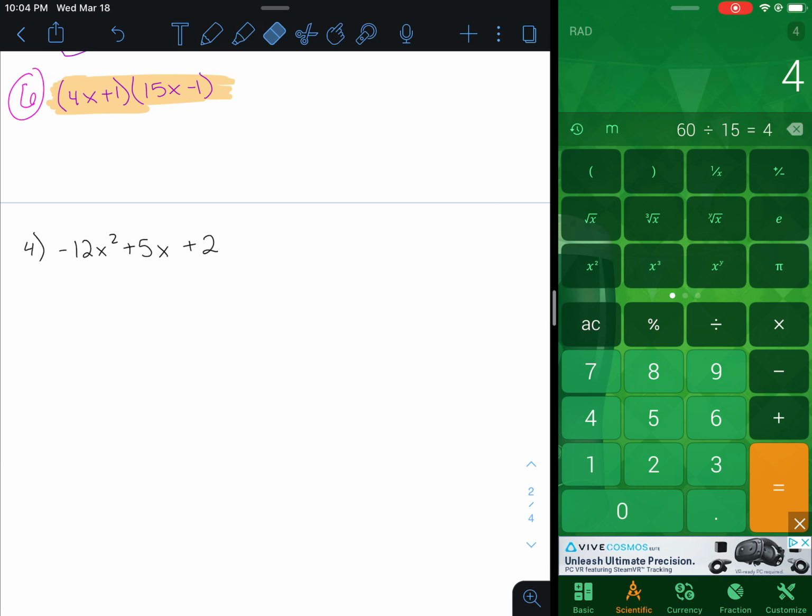Make sure you don't put spaces. So just put parenthesis 4x plus 1, close parenthesis. Start parenthesis 15x minus 1, close parenthesis. This should alleviate a lot of those missed values. Again, I'll still go back through and check that you have everything correct. And here is your answer.